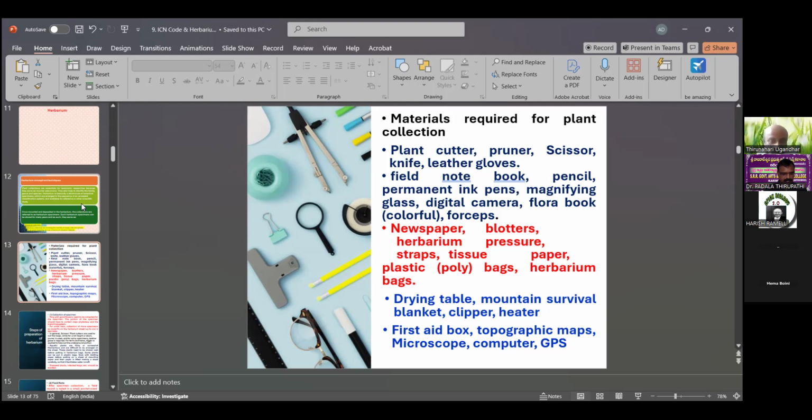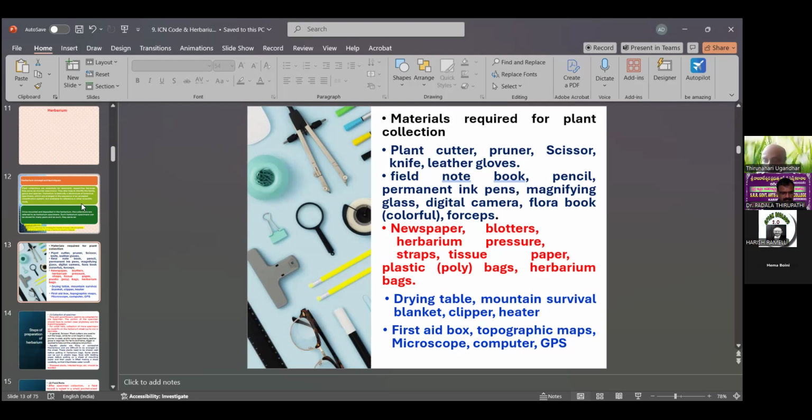Then the herbarium specimens are collected, dried, and pressed into a neat herbarium sheet. For drying: a drying table, mountain, survival blankets, clipper, heater are also materials. A first aid box, topographical maps, a microscope, a computer and a GPS system are also used. These are the present types of materials for preparation of the herbarium.